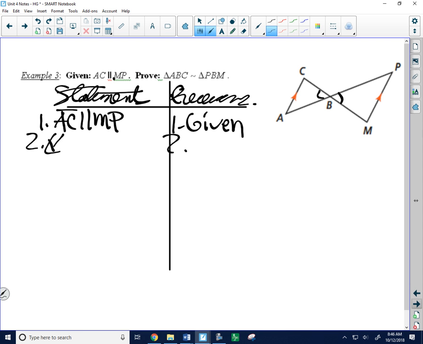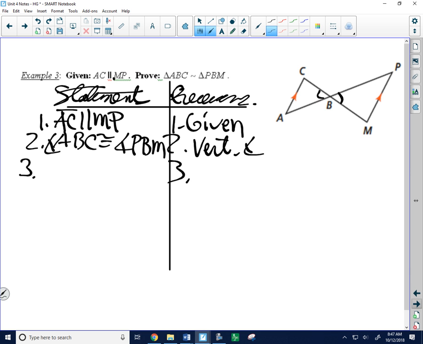I'll say angle ABC congruent to angle PBM, by the vertical angles theorem. And by the way, we don't have any sides given, no ratios, so we're probably just going for AA. That's as simple as 1, 2. Just get 2 angles congruent.